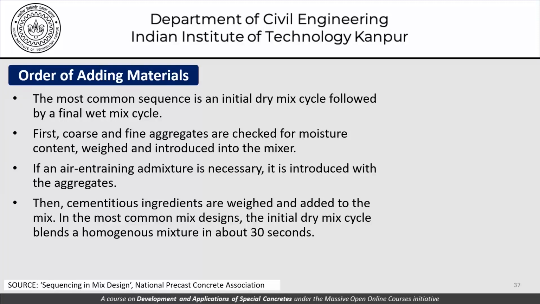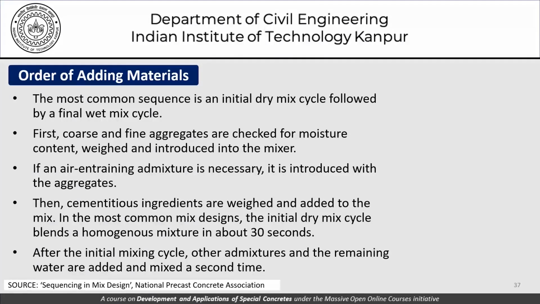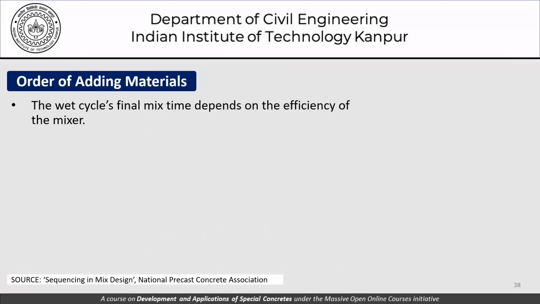Of course, this 30 seconds would depend on the power of the mixer and also the capacity and the volume of concrete involved. And after the initial mixing cycle, other admixtures and the remaining water are added and mixed a second time. So that is the second mixing cycle that we are talking about. The wet cycle's final mixing time depends on the efficiency and the power of the mixer and also the kind of concrete being used and the volume.